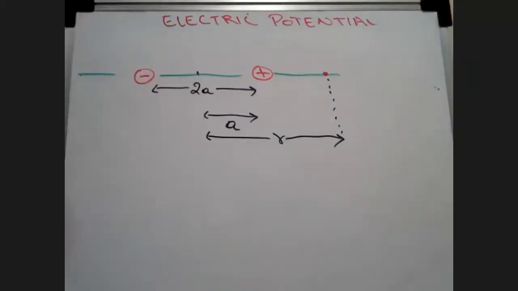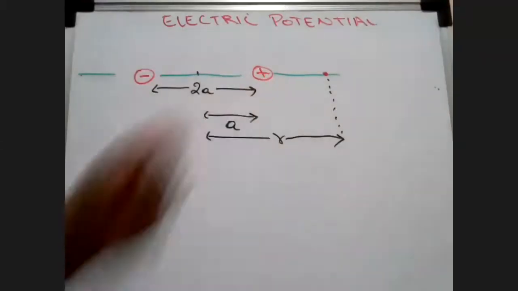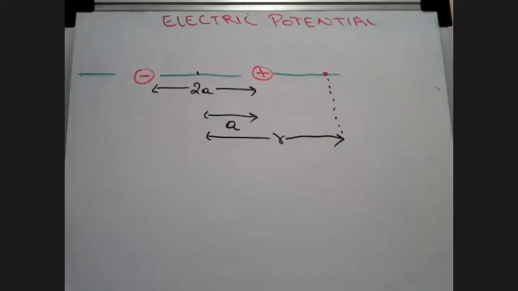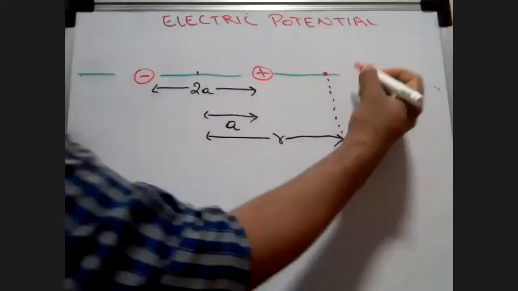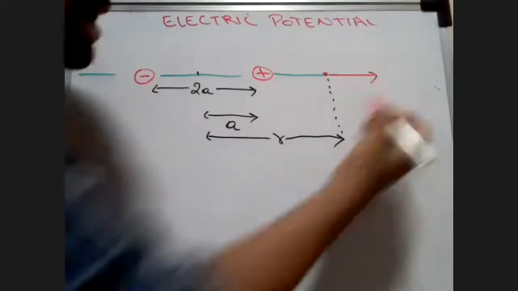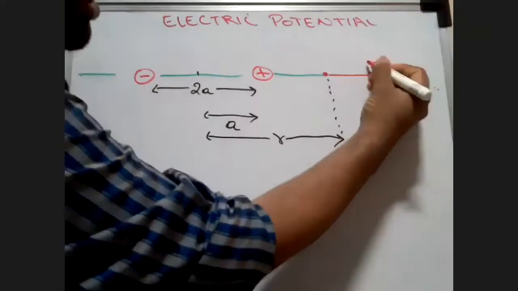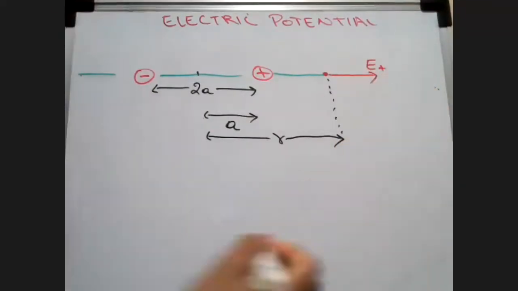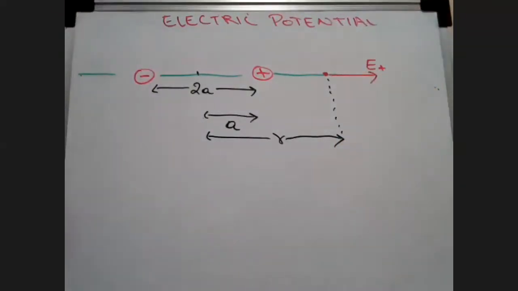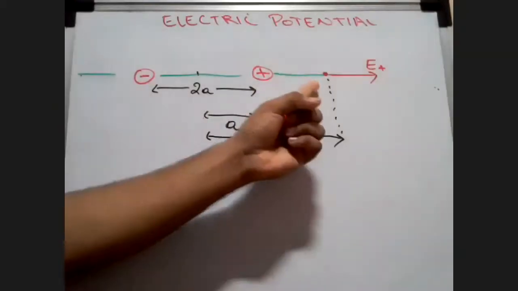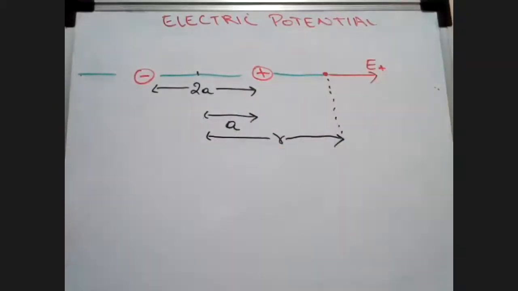Now first question you have to quickly answer. At this point, if I bring a positive test charge, what is going to be the effect of that test charge due to this positive charge? Is it going to attract or repel? Repel. So it's going to go towards that side. Let's say this is E plus, the electric field intensity at that point due to this charge, in that direction.